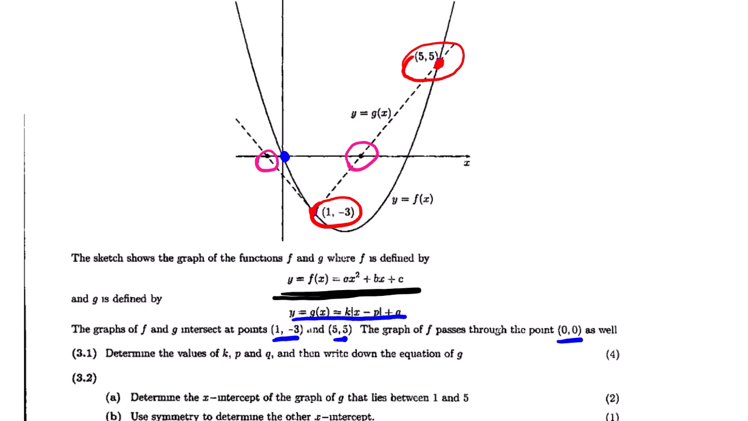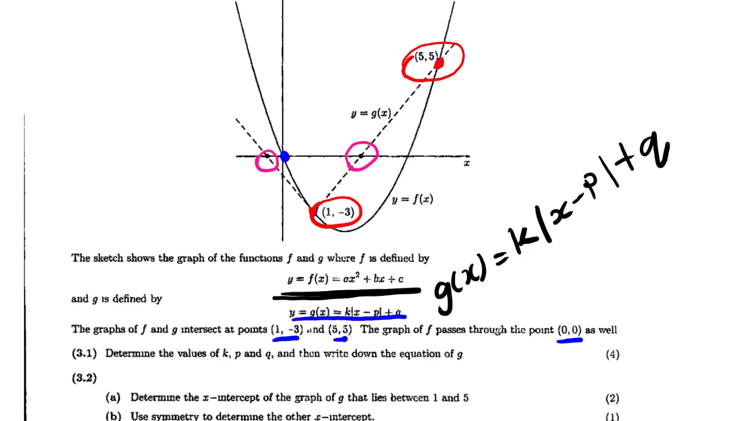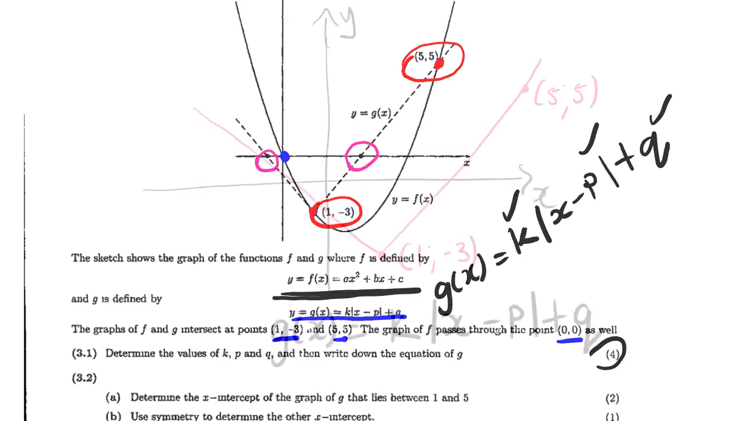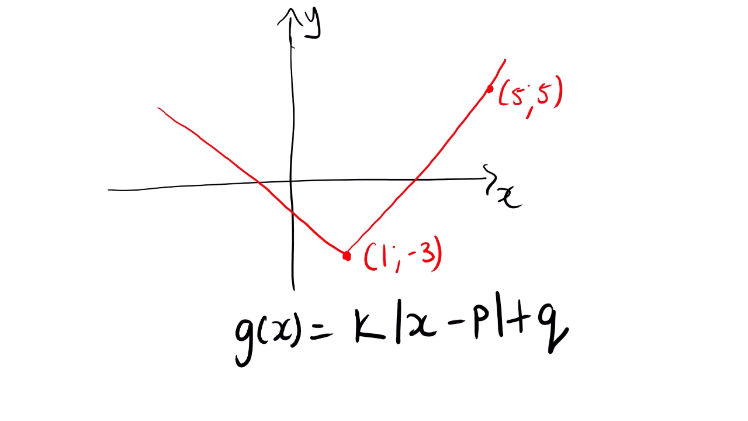So looking at this equation, the question requires us to determine the values of k, p and q, and it's for 4 marks. So let us get to it. Looking at this, I actually isolated the absolute value graph and the parabolic graph so that we can focus on the main question here.